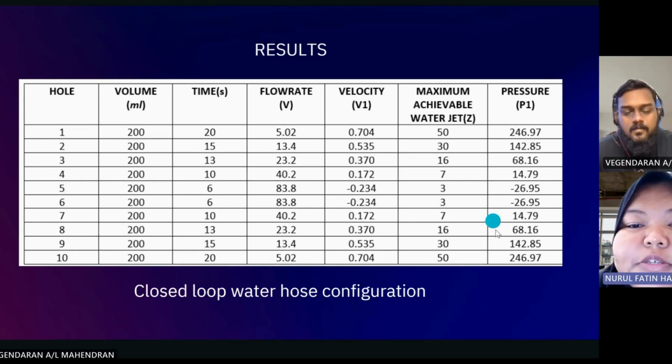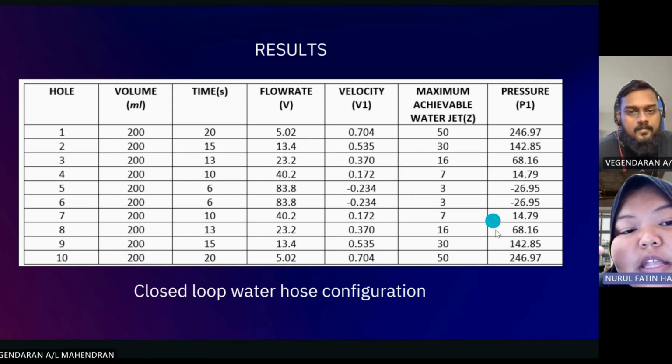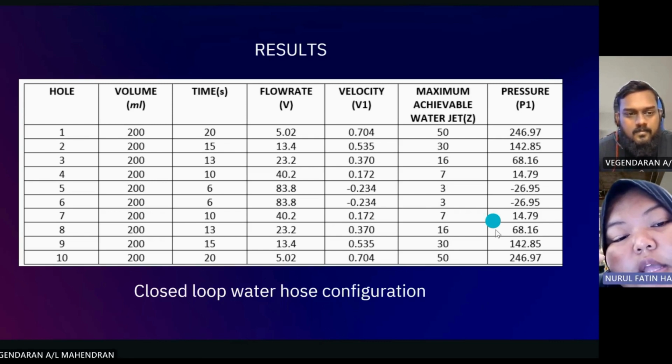The maximum achievable water height from hole 1, we got 15. Hole 2, we got 13. Hole 3, we got 16. Hole 4, we got 7. Hole 5 and 6, we got 3. Hole 7, we got 7. Hole 8, we got 16. For 9, we got 20. And for 10, we got 15. Okay, next.